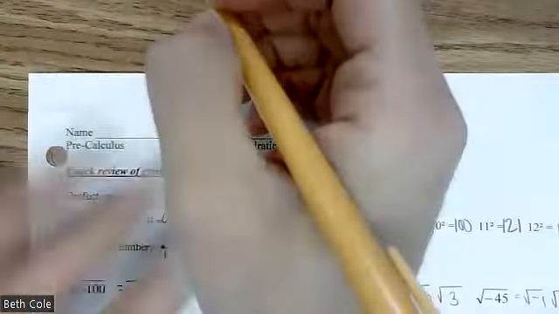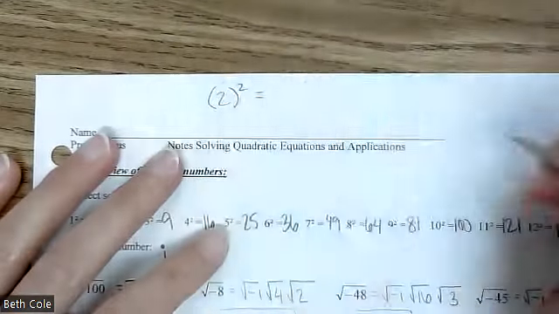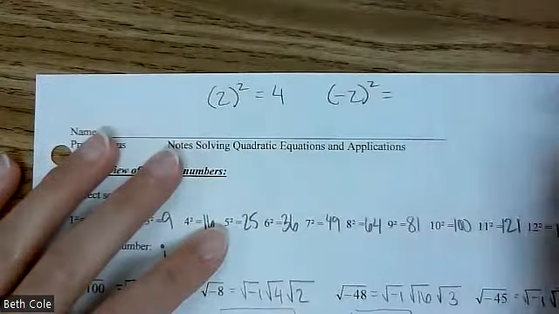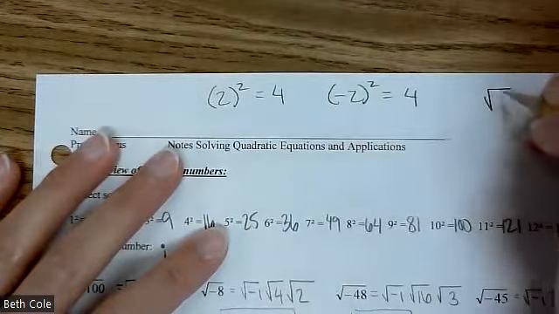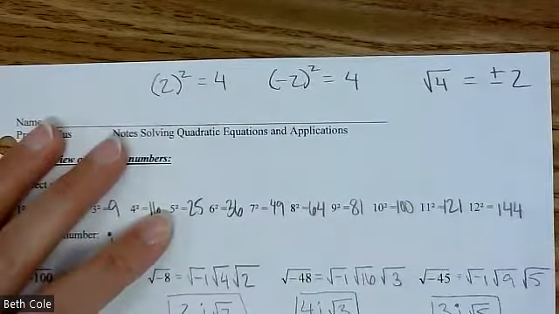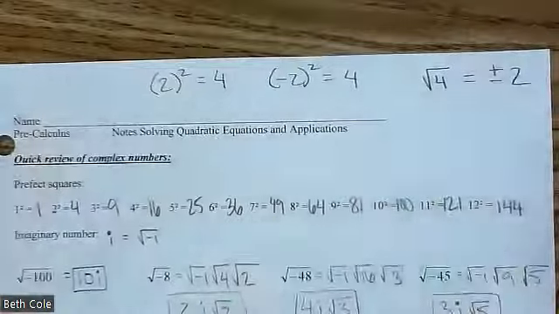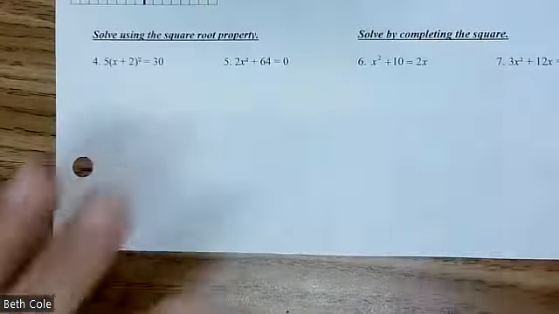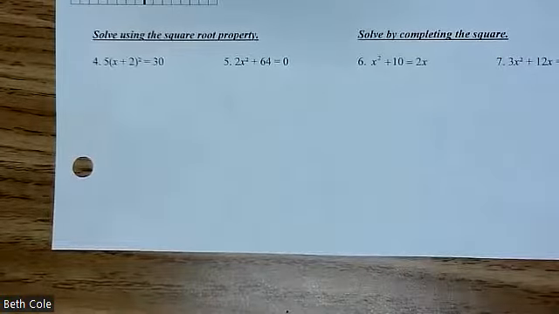Give me a little number, like a single digit number. 2. If you square 2, what do you get? 4. If you square negative 2, what do you get? 4. So when you go backwards and you square root 4, how do you know if it was the positive or the negative 2? Do you get what I'm saying? They both work? Okay. When you square root, put a plus and minus. That's the square root property. Other than that, it's just solve the equation.